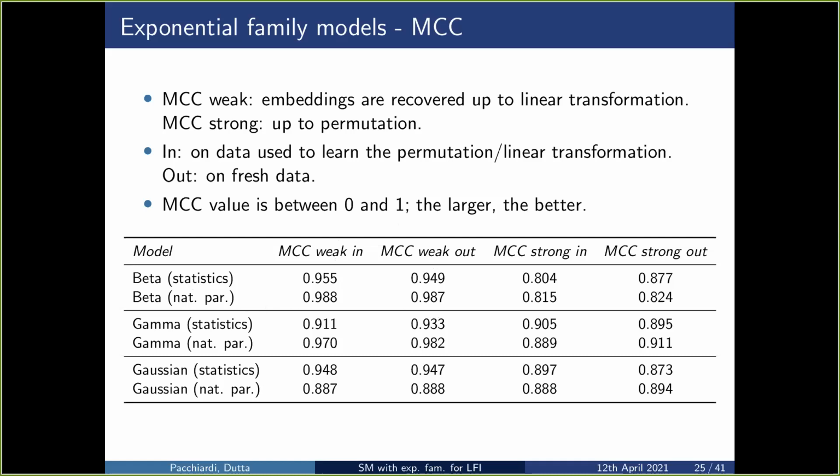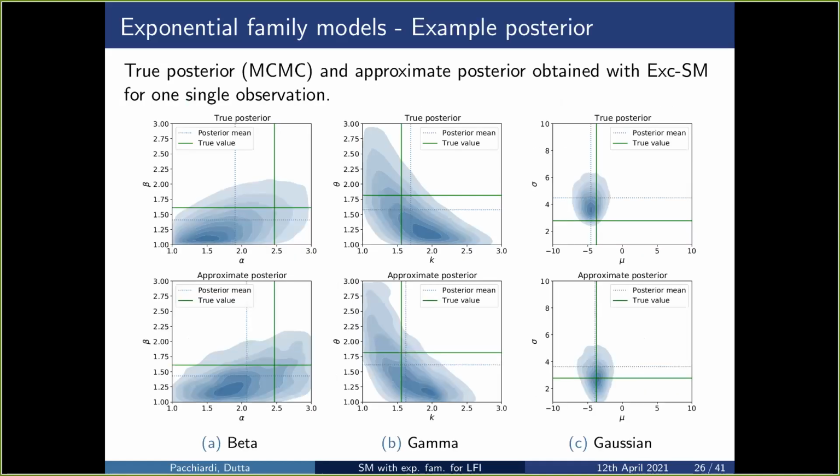And how do the posteriors look? So here are the results. On the top row, we have the true posteriors for the beta, gamma, and Gaussian cases. In the bottom, we have the posteriors for those same cases when we are using the Exchange SM algorithm. We see the posterior is a very good match to the true posterior in all of these cases. And I tell you here, we did not use the true summary statistics or natural parameterization. We learned them using these neural networks. I was surprised that it worked that well.